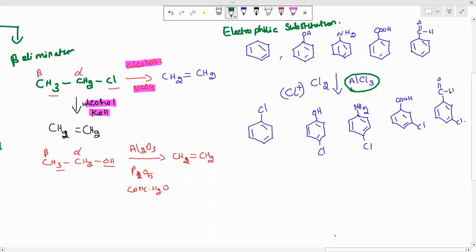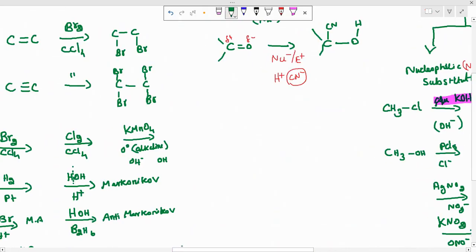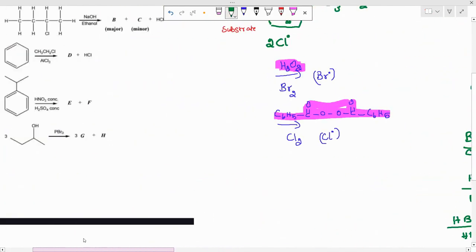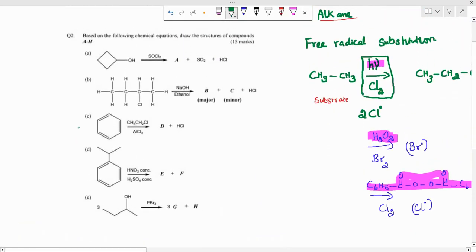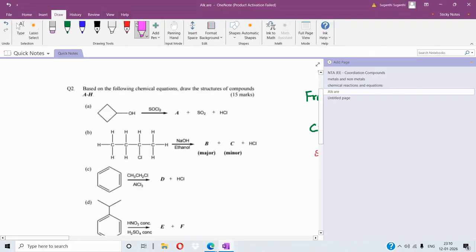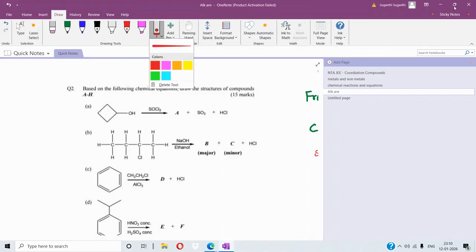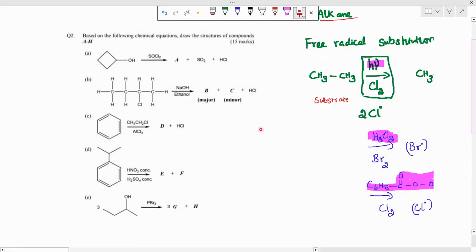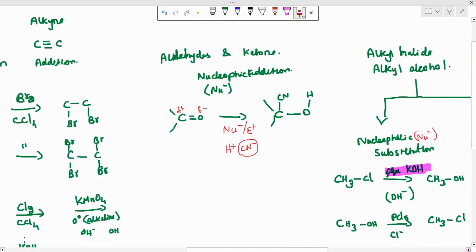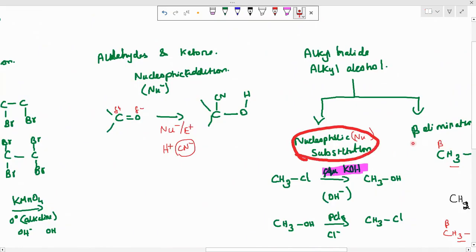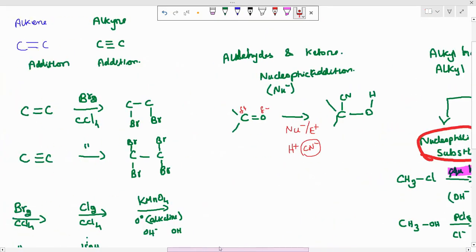Okay, let me solve those questions. Students, all of you, please write that, because based on that only we are going to work out those questions. Ready? Yeah, look at this. They have taken one compound, that compound is alkyl alcohol. In alkyl alcohol, what are the main reactions? Only two kinds of reactions, either nucleophilic substitution or beta elimination, based on the reagent that we are giving.